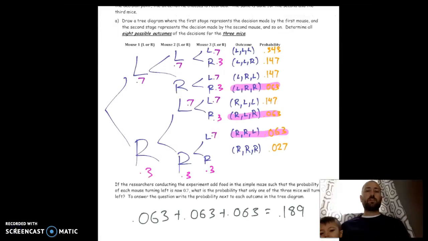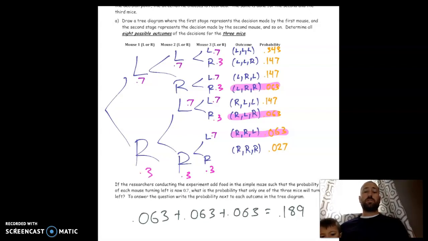Okay, that was a bit of a long problem. First thing we had to do was draw the tree diagram to see all our possible outcomes. There are 8 possible outcomes of going left or right. Then I put in the probability of turning left or right, and all the lefts were 0.7, all the rights were 0.3. Finally, to find the probability of each one, I multiplied each of those probabilities. So the left was 0.7 times 0.7 times 0.7. Left, left, right was 0.7 times 0.7 times 0.3, and so on and so forth.